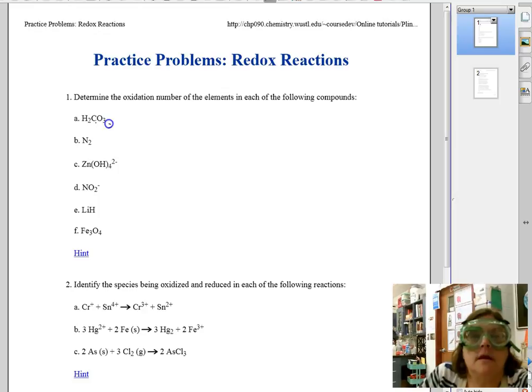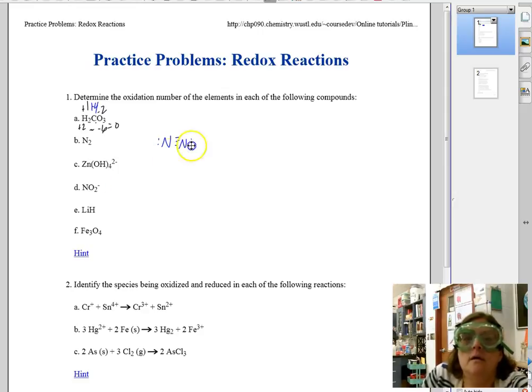Carbonic acid. Everything has to add up to 0. Oxygens are always -2. There are 3 of them for a total of -6. Hydrogen's going to be +1 when it's with nonmetals, and there are 2 of them for a total of +2. 2 plus what, -6 equals 0? +4. Carbon is +4. Here, nitrogen is sharing electrons with its friend nitrogen. They both pull equally. 0. It does not have a charge.